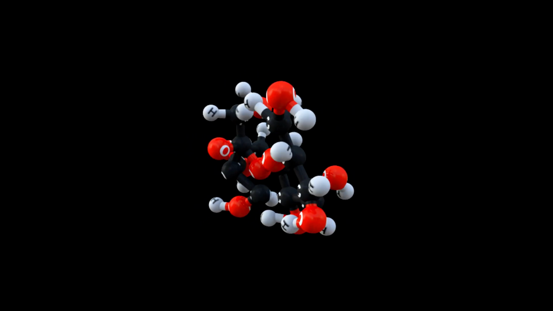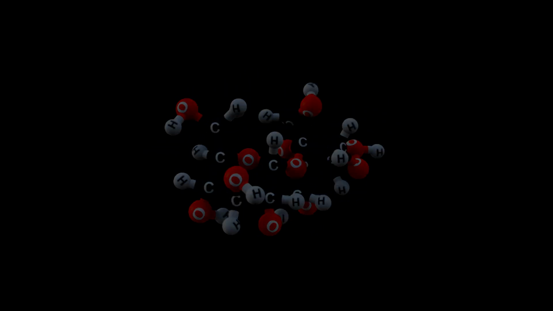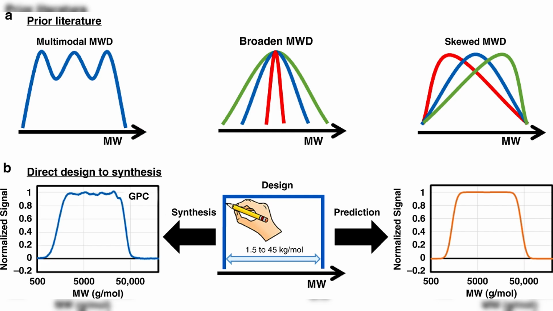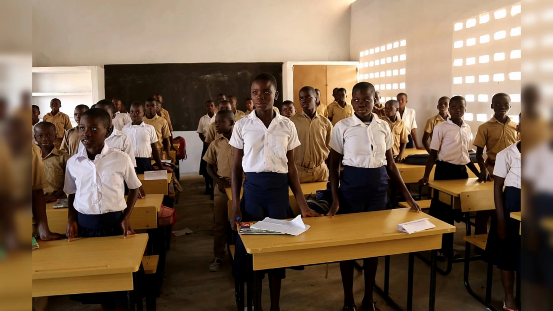And this brings us to the next important concept: molecular weight distribution. Molecular weight distribution refers to the range of different molecular weights within a batch of polymer. Think of it as a classroom of students. Some students are tall, others are short, and most fall somewhere in between. In the same way, a batch of polymer will have some very long chains and some very short ones, and a lot of chains that are somewhere in the middle.